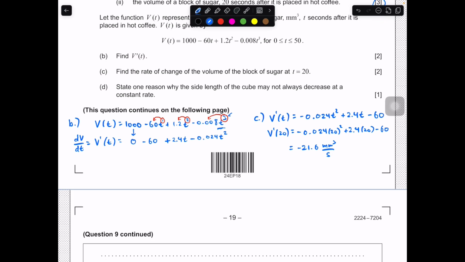State one reason why the side length of a cube may not always decrease at a constant rate. And there are a few different reasons that we might imagine. It doesn't exactly say a mathematical reason, so we might just think of a real-world context. And one might be that if the temperature has something to do with the rate at which this sugar cube dissolves, we can't imagine necessarily that the temperature would remain constant. So that might be one possible explanation on why the length of the cube might not always decrease at a constant rate.